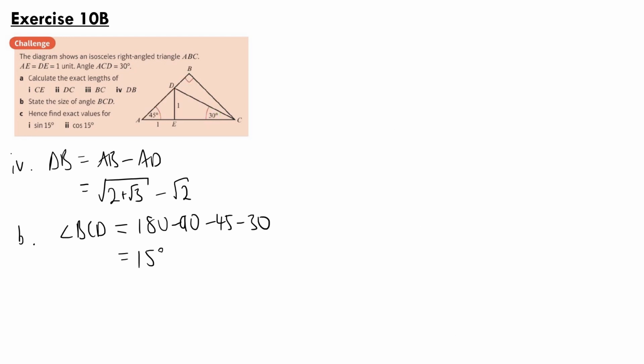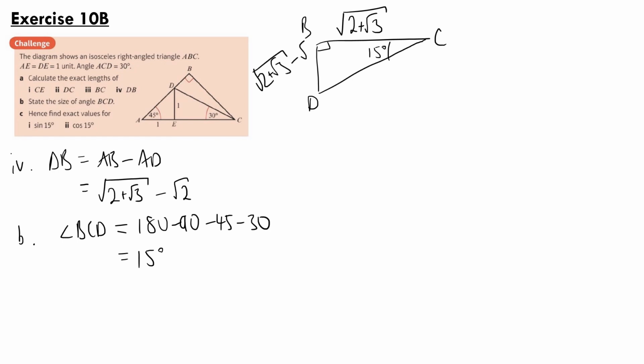And finally for part C, hence find the exact values for sine of 15 degrees and cos of 15 degrees. So looking at the triangle DBC, we have a 15 degree angle here and a right angle at B. And from part A, we can label these lengths. So BC is the square root of 2 plus root 3. And BD is equal to the square root of 2 plus root 3 minus root 2. And also we know that CD is equal to 2.